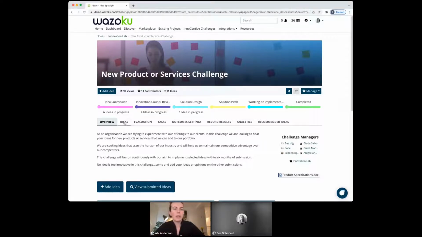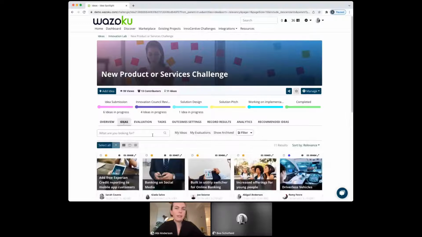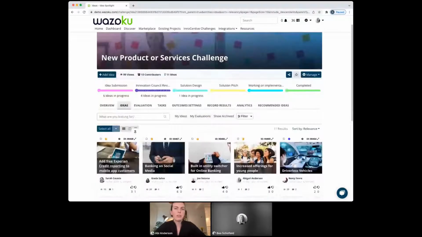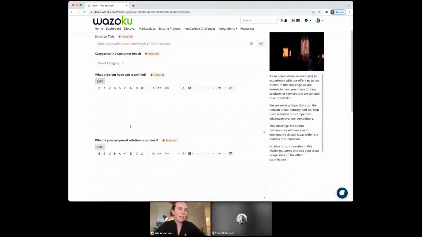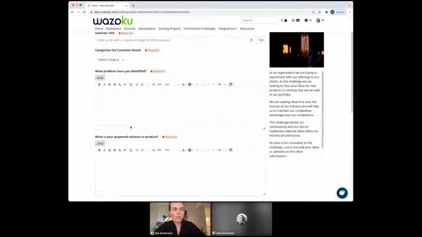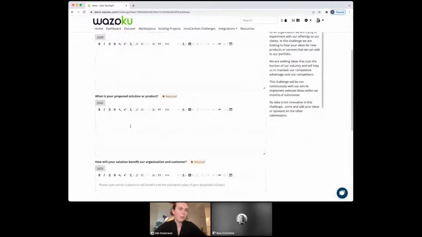The way that we see this working is you go out with an open call for ideas, framed in your new products and services challenge, and people are able to submit their idea with quite a simple form, looking at the problem that they've identified, thinking still problem first innovations rather than solution first, and then secondly into what their proposed solution for that problem is.